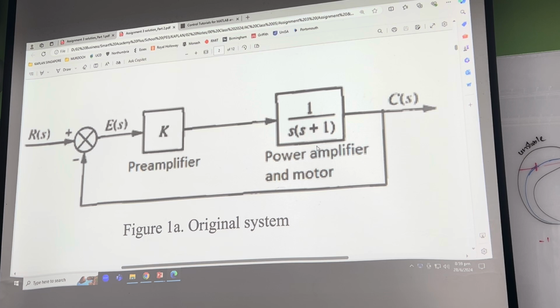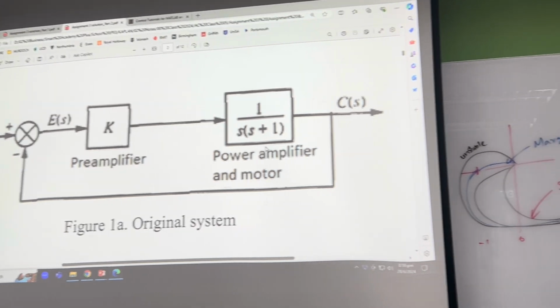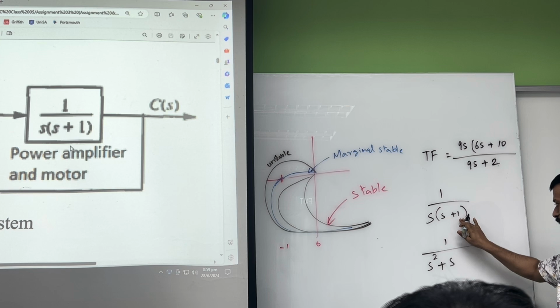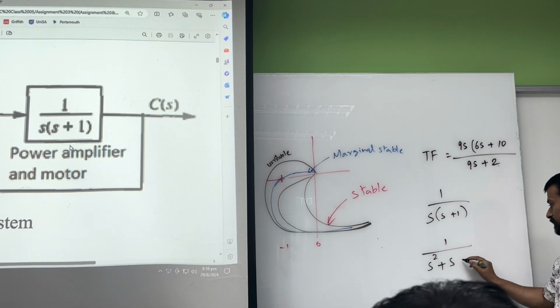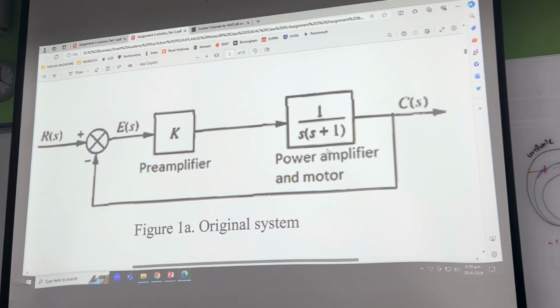One by S plus 1. Okay, simply to say S square, right? S square plus S. Just S into S square, then S into 1, S. So it's nothing but the constant term is not there. So how to edit it?